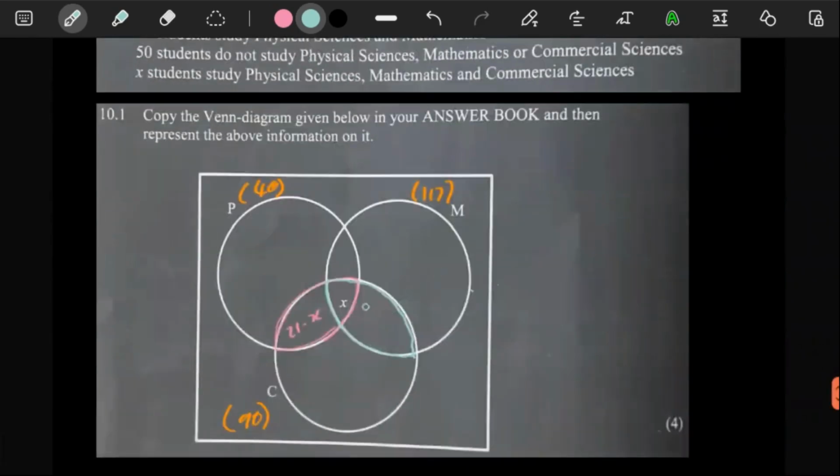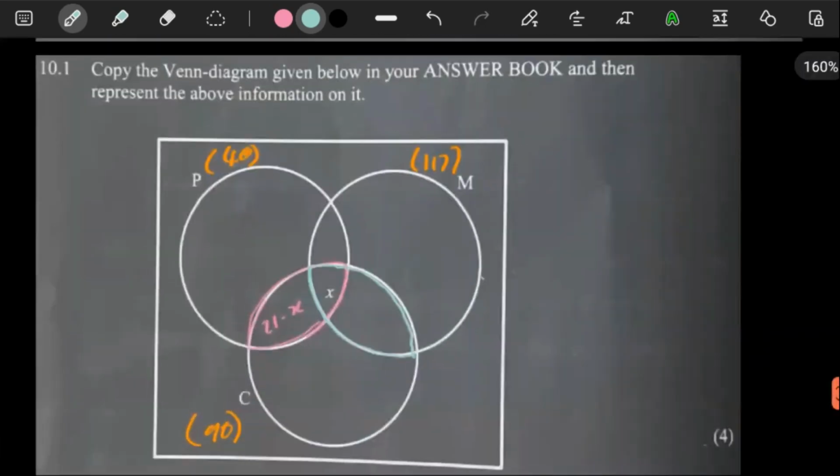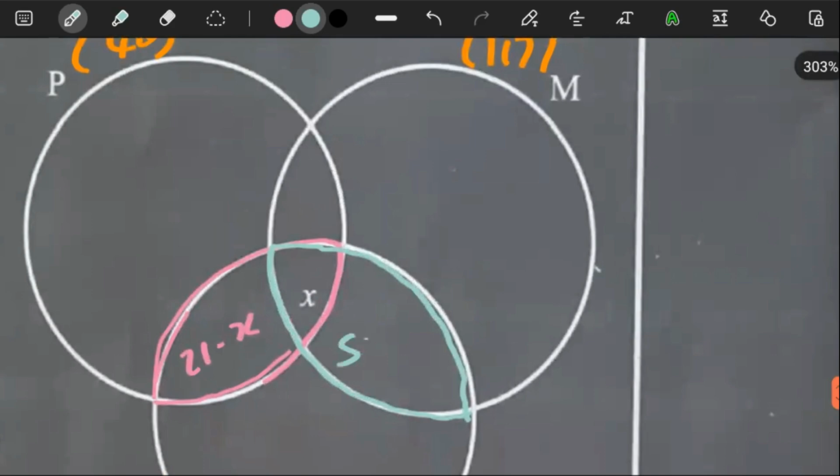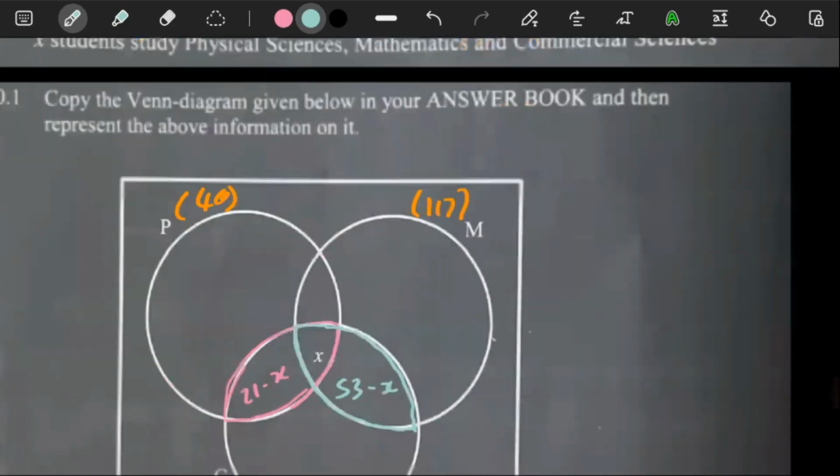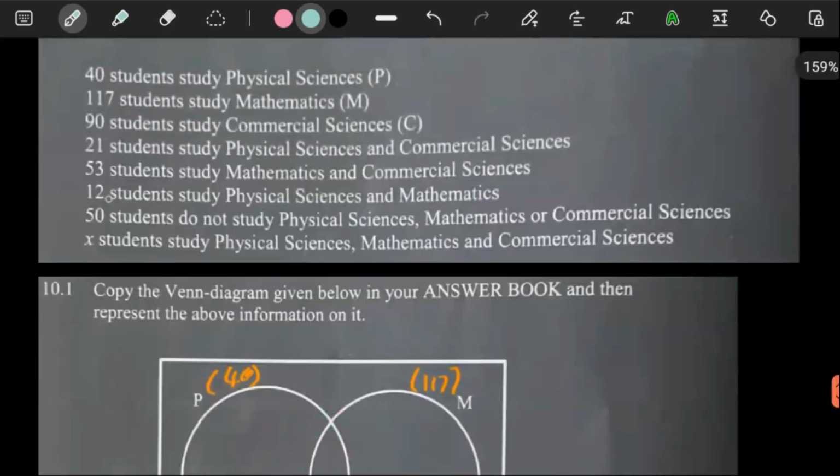Yeah, so it says here 53 students study maths and commercial sciences. So where commercial sciences and maths meet, we know that these two should add up to 53, right? So if this is x and the whole thing should add up to 53, it means that this here is technically 53 minus x.